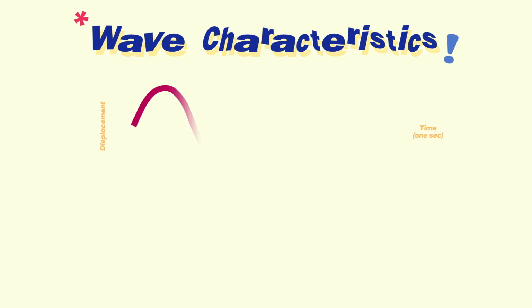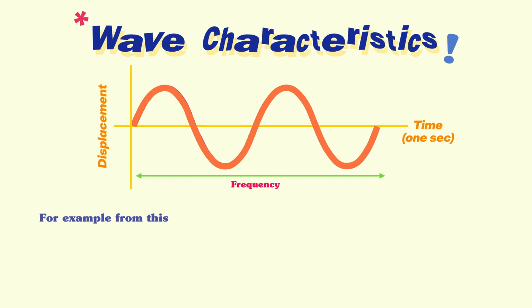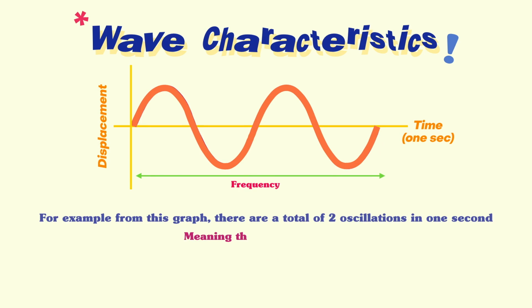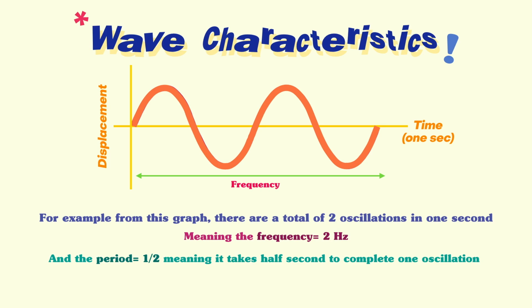For example, from this graph there are a total of 2 oscillations in 1 second, meaning that the frequency is equal to 2 hertz. And the period is equal to 1 over 2, meaning it takes half a second to complete one oscillation. As we can see, the frequency and the period are inversely proportional.